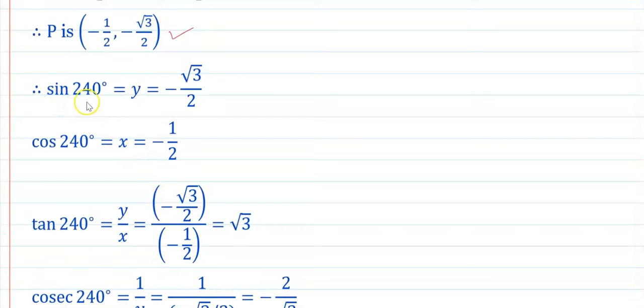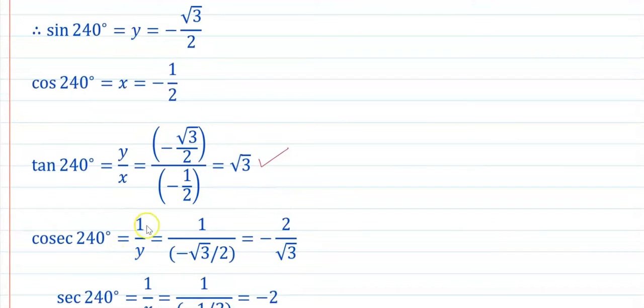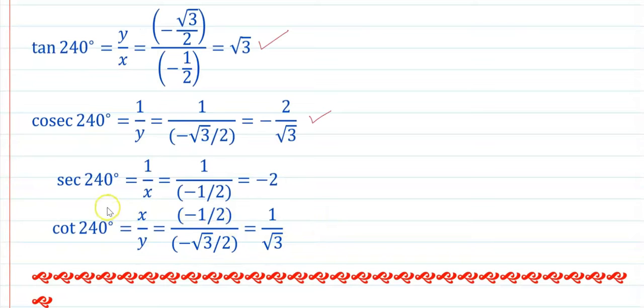Sin of 240 is equal to y, minus root 3 by 2. Cos of 240 is equal to x, minus 1 upon 2. Tan of 240 is equal to y upon x. 2 gets cancelled, minus upon minus, the division is plus, therefore you will get root 3. Cosec 240 is equal to 1 upon y, that is 1 upon minus root 3 by 2, and its reciprocal is minus 2 by root 3. Sec of 240 is equal to 1 upon x, and hence its reciprocal is minus 2. Cot of 240 is x upon y, 2 gets cancelled, and hence you will get 1 by root 3. Okay, and in this way.